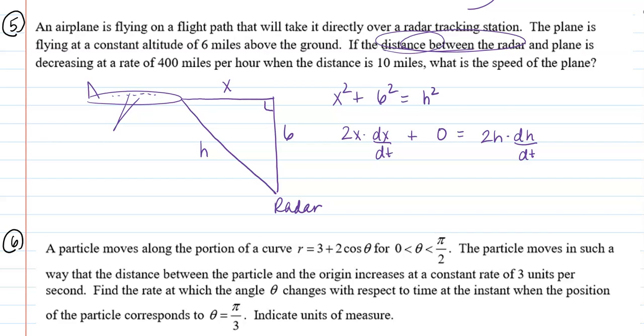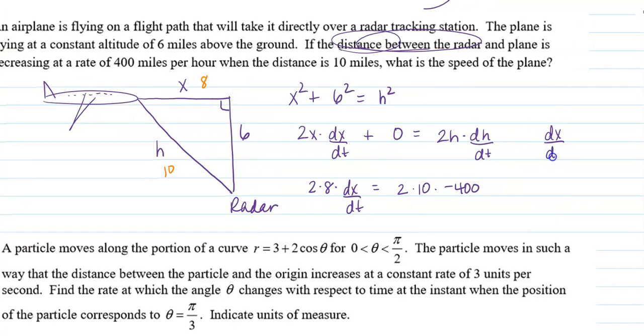And we know that when the distance is 10, so at the moment in time when this distance is 10, this has to be 8. You can either figure out that it's 8 through the Pythagorean theorem, or you can remember the family. The Pythagorean triple is 3, 4, 5, so you can multiply by 2, so it's 6, 8, 10. So you'll make substitutions here. So 2 times 8 times dx/dt is equal to 2 times 10 times negative 400. And when you solve, you get that dx/dt is equal to negative 500 miles per hour.